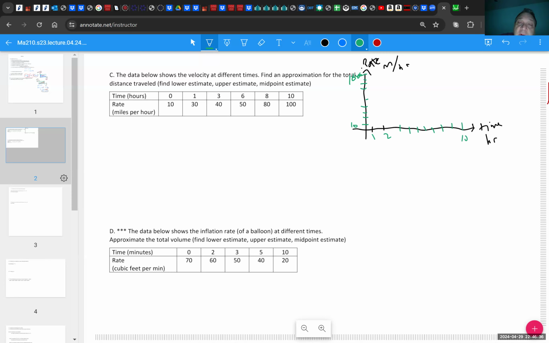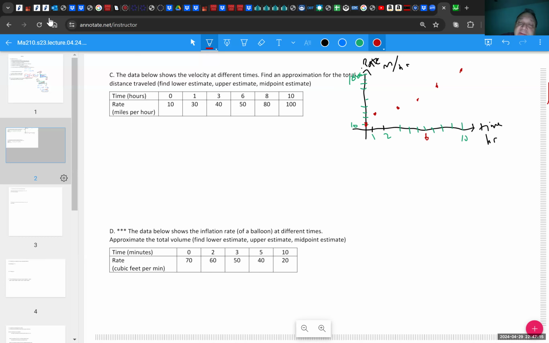At time 0, we know that this vehicle, or at least the velocity, is at 10. At time 1, it's 30. We don't know anything about time 2, but at time 3, we know it's 40. Let's see, 3, 4, 5, 6. At time 6, it's 50. Then 6, 7, 8, it's 80. And at time 10, it is all the way to 100. I'm going to move over here. Okay, so we do know that these are the time elements.